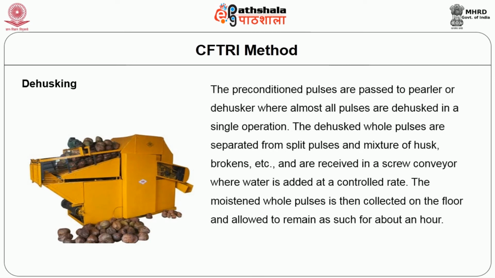The next one is dehusking. The preconditioned pulses are passed to a peeler or dehusker, where almost all pulses are dehusked in a single operation. The dehusked whole pulses are separated from split pulses and the mixture of husks, brokens, etc. These are received in a screw conveyor where water is added at a controlled rate. The moistened whole pulses are then collected on the floor and allowed to remain as such for about 1 hour.